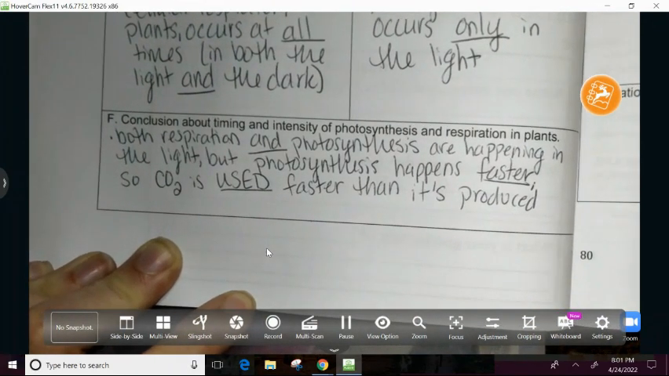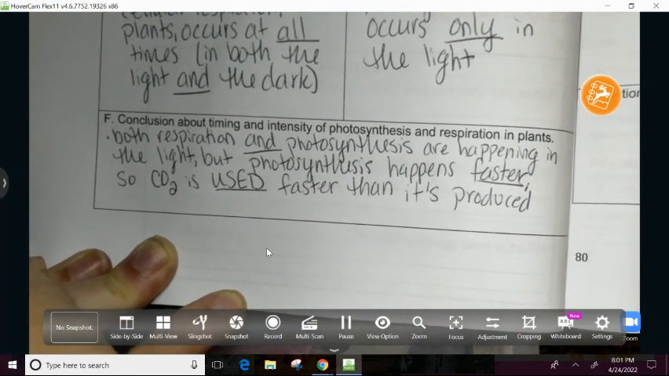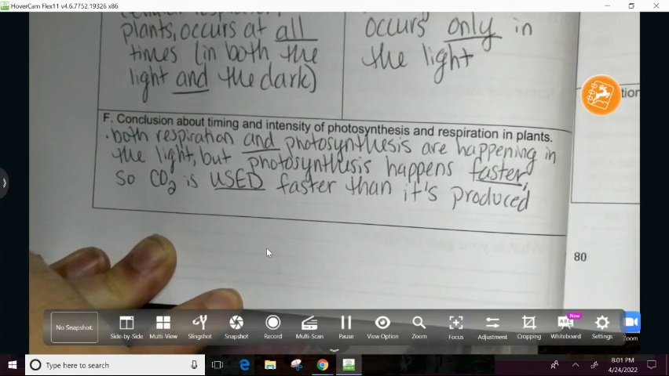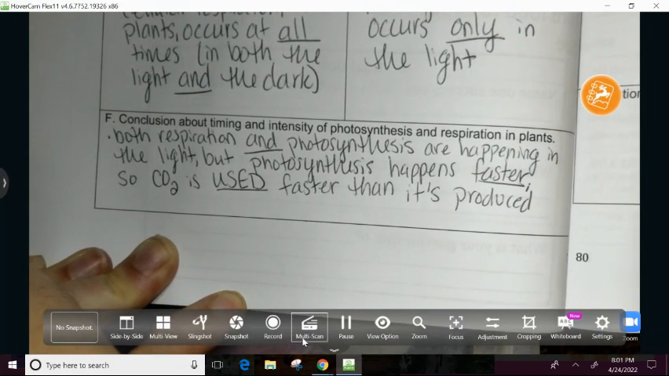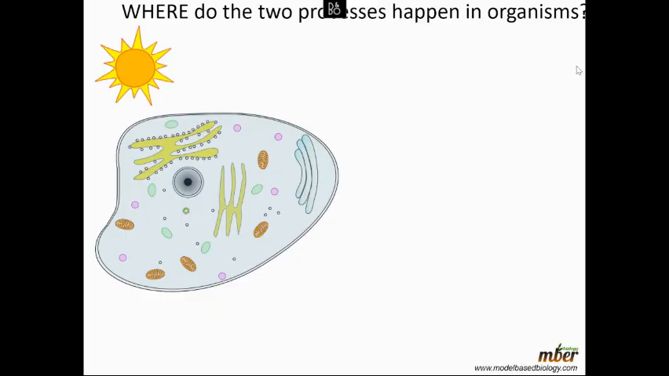All right, so our next part is how is this related to energy? Because we keep talking about matter and energy and comparing it to cellular respiration. So where do these two processes happen in organisms? Remember, cellular respiration happens in the mitochondria, or the powerhouse of the cell. Those are the little things that look kind of like little worms or bugs, but it's the mitochondria. This is a cell, and so respiration happens in mitochondria.